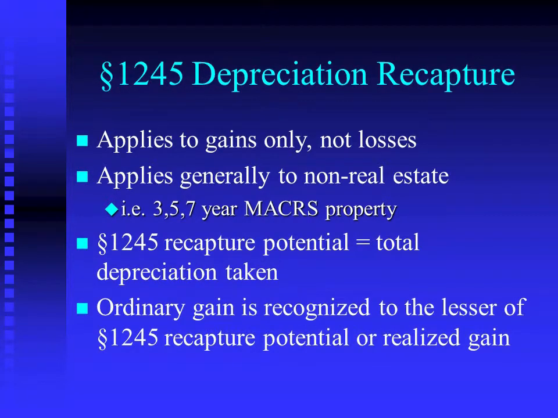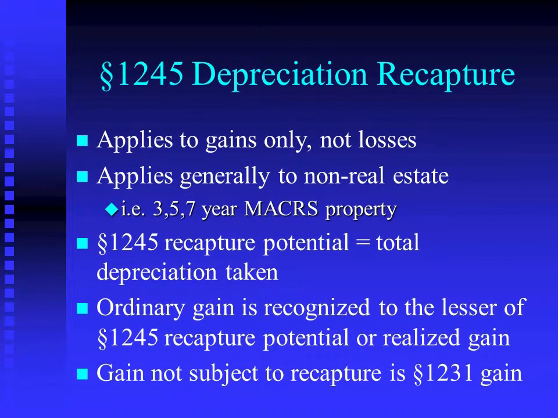So the ordinary income is recognized to the lesser of this 1245 recapture potential, which is accumulated depreciation, or the realized gain. Your ordinary income will never be larger than your realized gain. Gain not subject to the recapture is a 1231 gain, and you have to go through that netting process before you know what the next step is there.